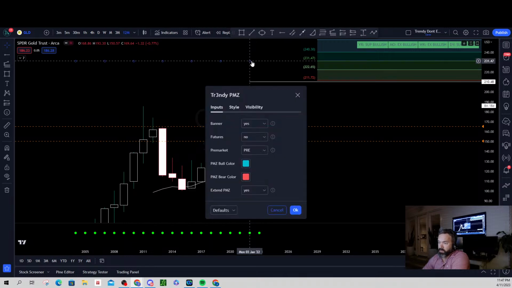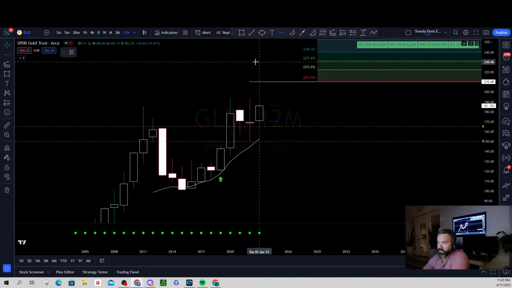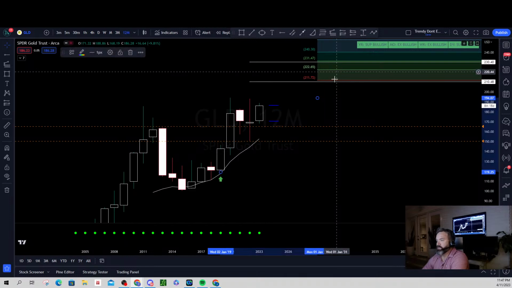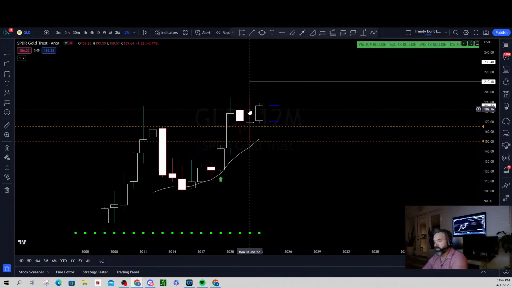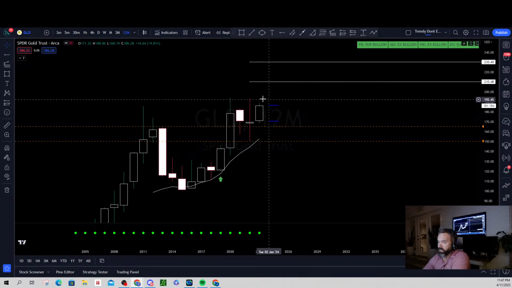So we're just going to do right here. It's a 231. Okay, just like that. And these are targets for me. And it's an if-this-then-that situation: if price stays above the body of that candle, around 181, I'm looking for it to continue up.